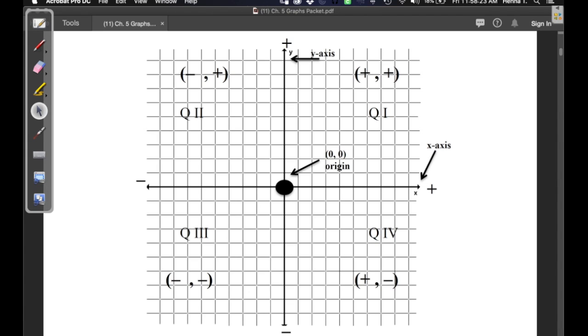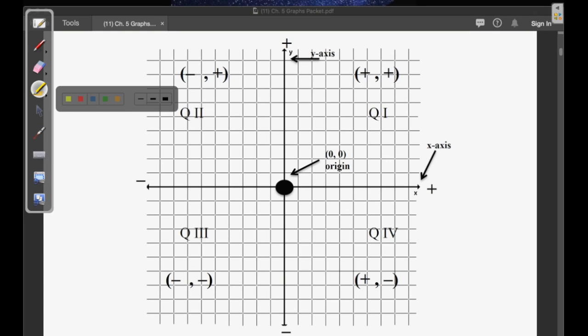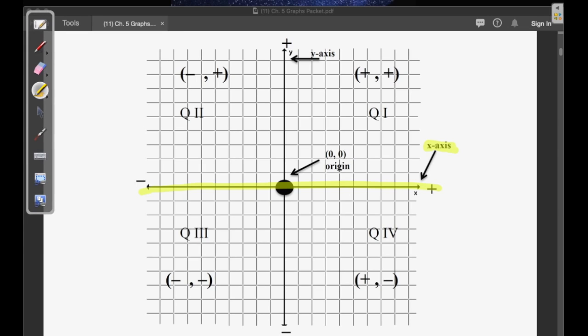In this packet, you'll see that there is a coordinate plane on this page. A lot of the parts that we want you to memorize and really study and know how to identify are all labeled here. I'm highlighting the x-axis here so you can see it's the horizontal line. That's always going to come first whenever we're plotting points, reading points, locating points, right? We always want to focus on the x-axis first.